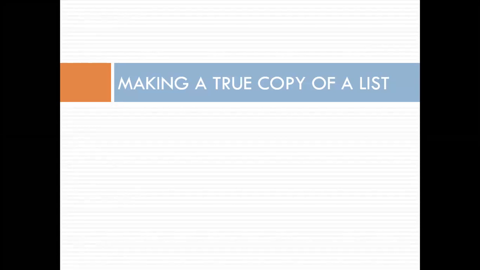I am Mrs. Jenny Shah, and we are learning Computer Science, Chapter 7, Manipulating a List. Today, we are going to learn how to make a true copy of a list. When we make copies of a list, there are two types of copies that we can do, shallow copy and deep copy. Today, we will learn about that.